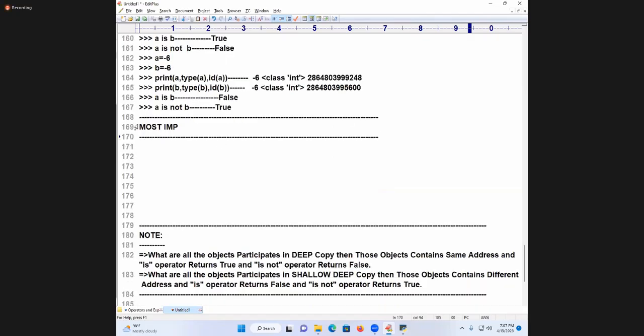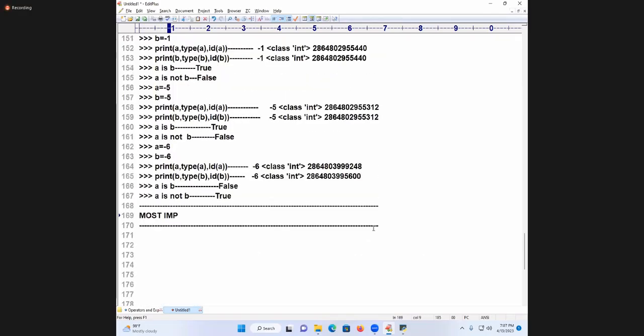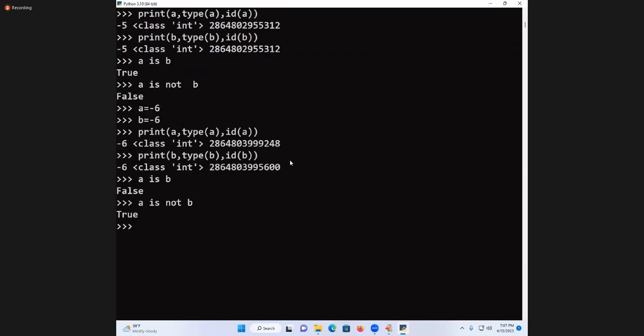Understand? Now, coming to the most important points I'm going to cover. These are the most powerful compared to this. Go to the point. All of you see, students. Now I'm going to say A is equal to 300, B is equal to 300. What is A is B? A is not B? True.